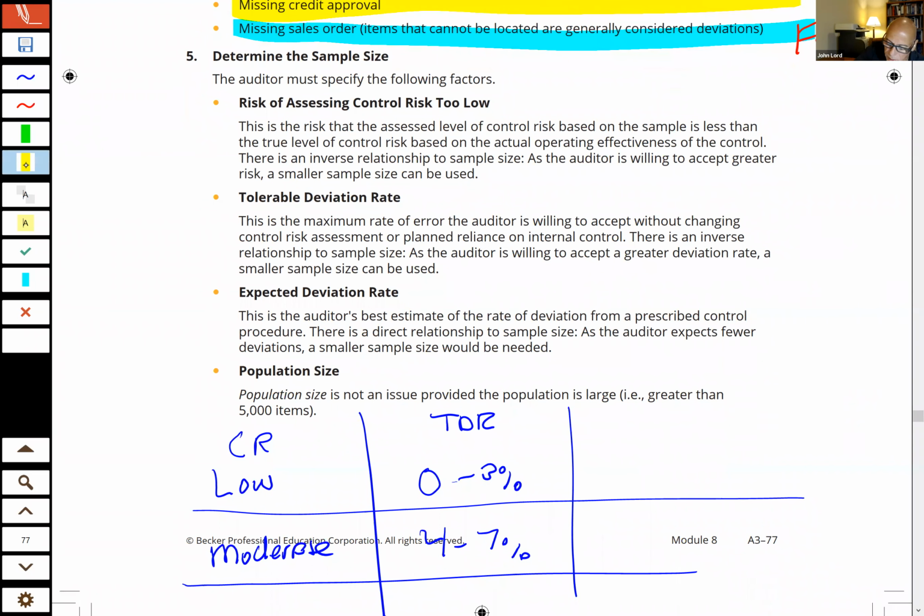Okay. Now, determine sample size. They tell us that the risk of assessing control risk too low has an inverse relationship to sample size. So the lower you're trying to get that risk of assessing control risk too low, the larger the sample size.